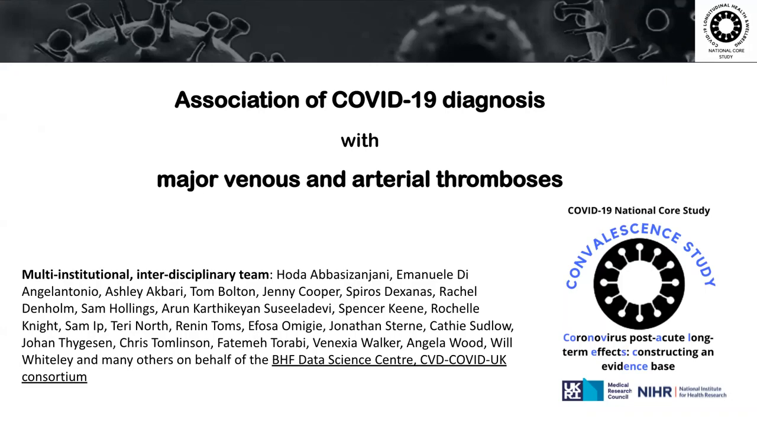We will be presenting our project today, which uses the amazing population-level CVD-COVID-UK data resource to understand the relative incidences of major arterial and venous thrombotic events compared with people without the diagnosis. This project is led by Will, Jonathan, and Angela, who brought together this interdisciplinary team from Bristol, Cambridge, Edinburgh, Swansea, and UCL.